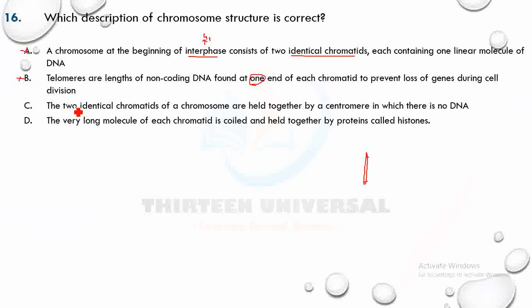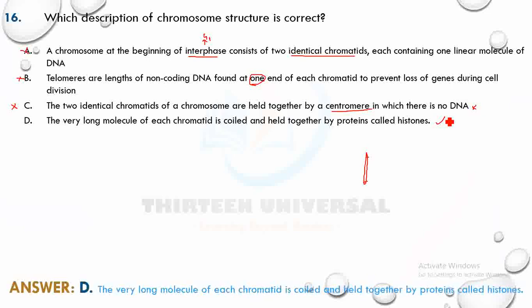C says the two identical chromatids of a chromosome are held together by a centromere in which there is no DNA. Okay, there is DNA in the centromere. They say that the centromere has no DNA, but the centromere has DNA. So C is wrong. So we are left with D. D should be correct. The very long DNA molecule of each chromatid is held together by protein called histone. Yes, histone holds the DNA together.